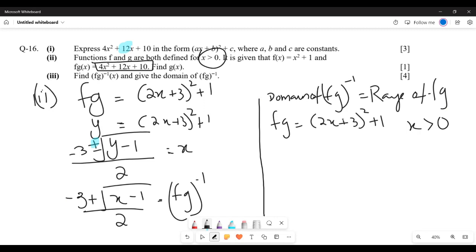I'm going to sketch it. The value of x at the turning point is minus 3 by 2. You equate this to 0 and you get minus 3 by 2. And the value of y at the turning point is 1. Here is where the graph will turn.